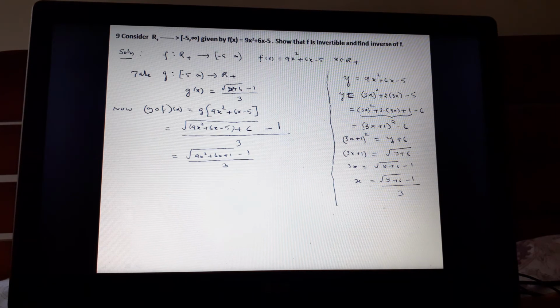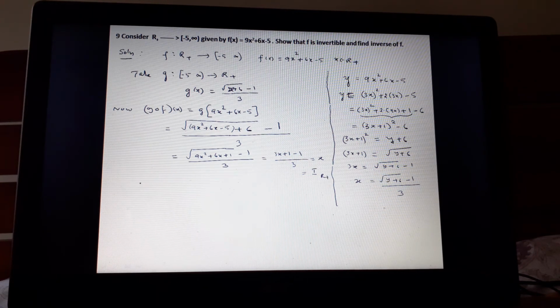But look here, 9x square plus 6x plus 1, this one is exactly (3x plus 1) whole square, but it is under square root. So this is exactly 3x plus 1, then minus 1 after taking the square root. This is a perfect square. So divided by 3, which will give you x. So that means this is I, identity function. So what is the domain? Domain of f is R plus.